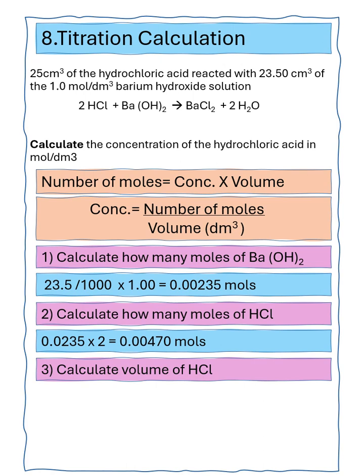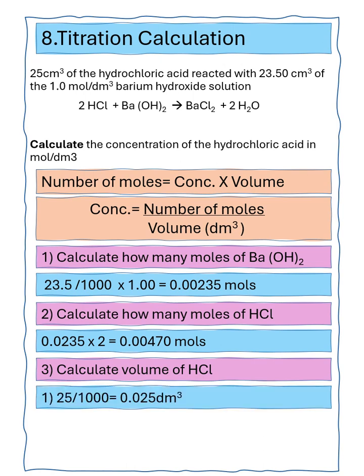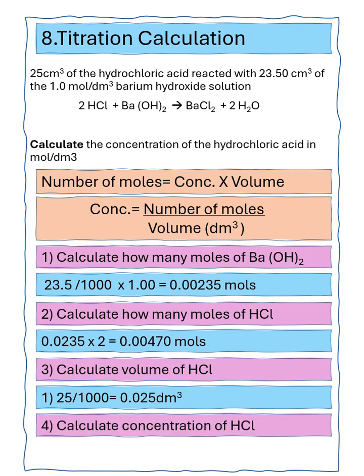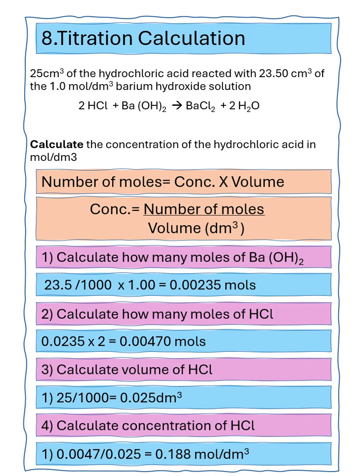We can then work out the volume of hydrochloric acid. We're told we've got 25 centimeters cubed. So divided by 1,000, that gives us 0.025 decimeters cubed. We can use those two numbers, the number of moles and the volume, to work out the concentration, giving us a concentration of 0.188 moles per decimeter cubed of hydrochloric acid.